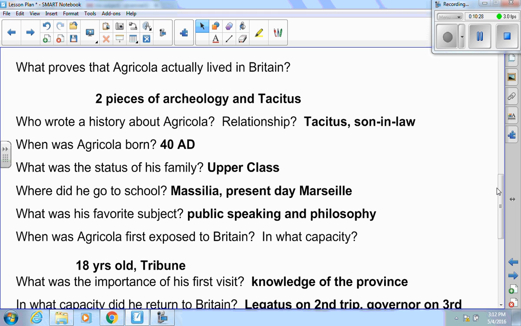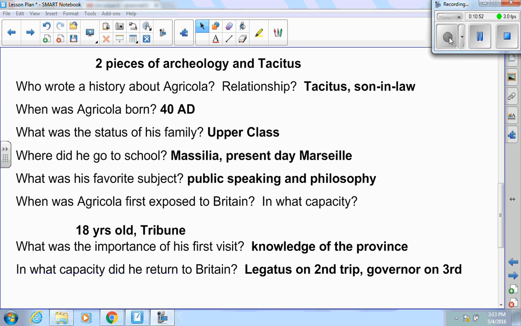When was Agricola born? 40 AD. What was the status of his family? They were upper class. Where did he go to school? He went to Massilia. That's present-day Marseille. What was his favorite subject? Public speaking and philosophy. When was Agricola first exposed to Britain? 18 years old. In what capacity? He was a tribune in charge of some soldiers. What was the importance of his first visit? It gave him some knowledge of the province, and he uses that later.